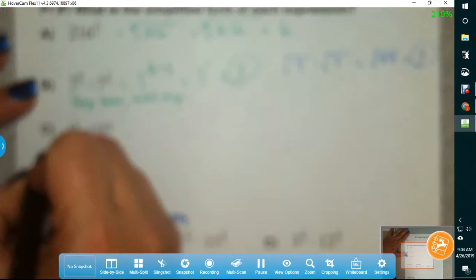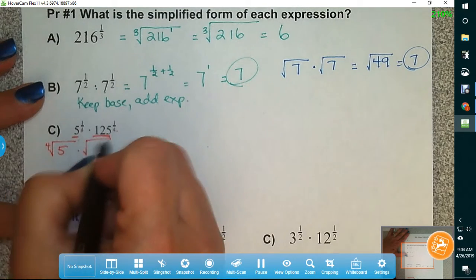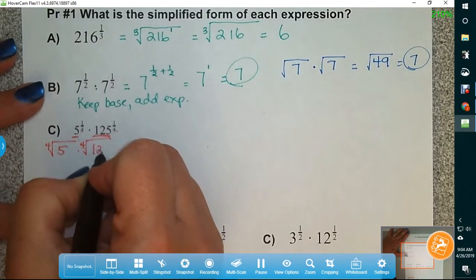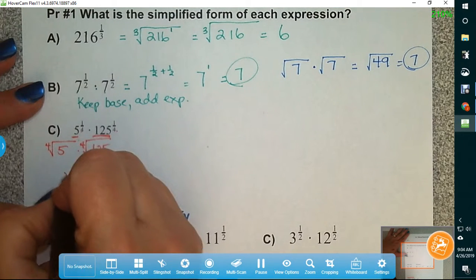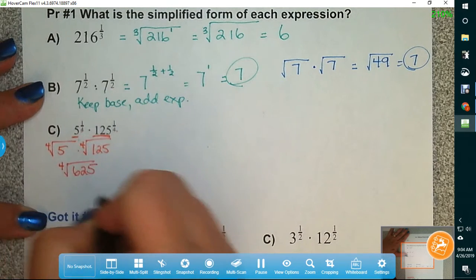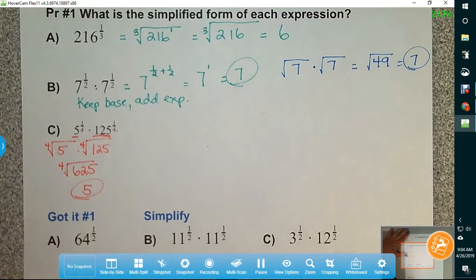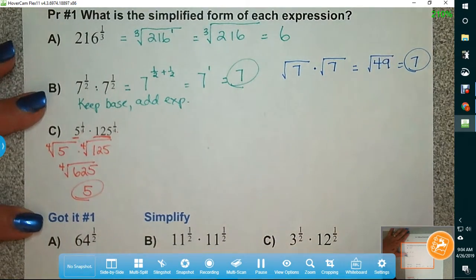So if we go to radical form, this is going to be the 4th root of 5 times the 4th root of 125. I can multiply those together, and I get the 4th root of 625, which is 5. That's my answer. It can be done pretty easily in radical form. But now I want to show you how to do it in exponent form, because not every problem will be able to be worked once you change it back to radical form, not without some extra effort.